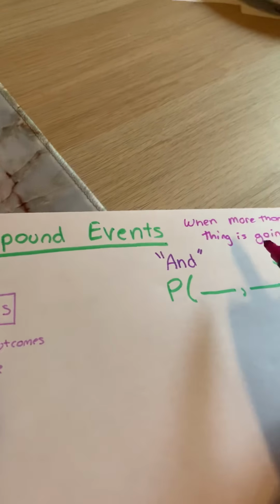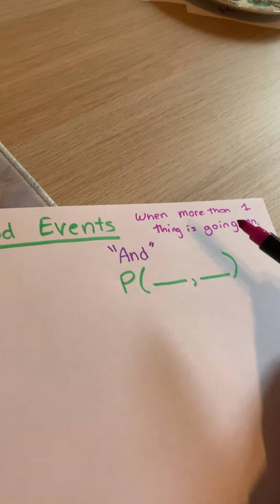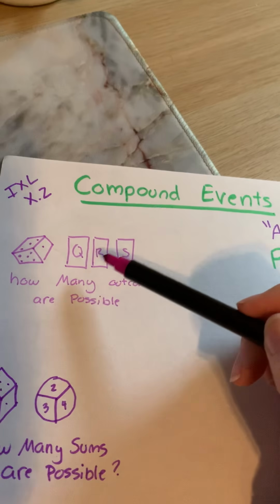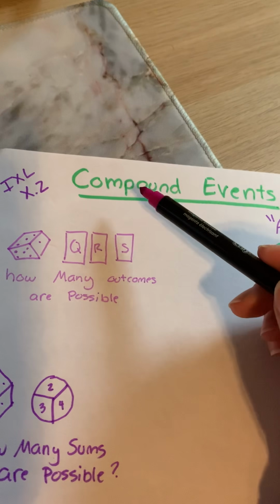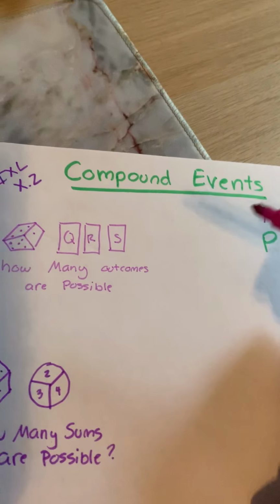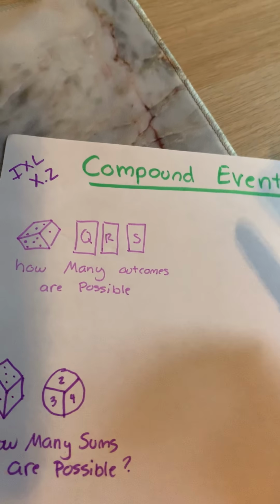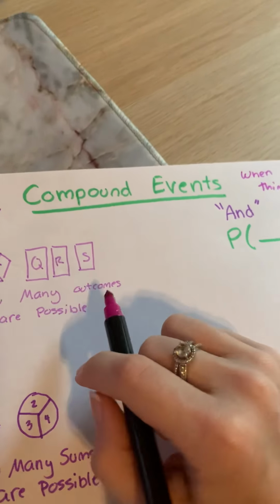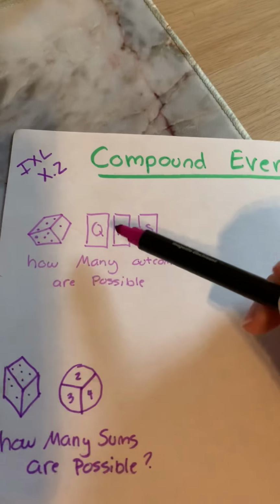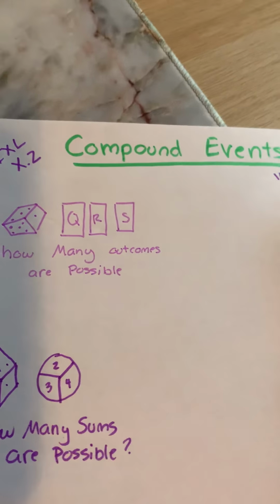Compound events are when there's more than one thing going on. So if there's two things, like in our first example, we have a dice and some cards. Those are two different things, which means it's a compound event, right? And you're doing something twice or three times like that. So it usually involves the word "and." We're rolling a dice and picking a card, right?